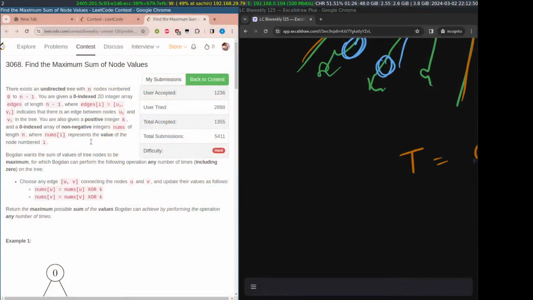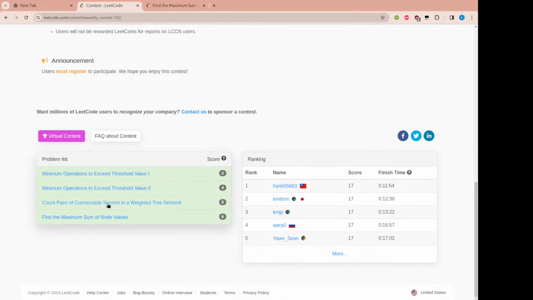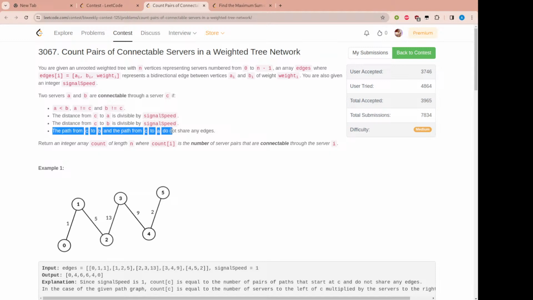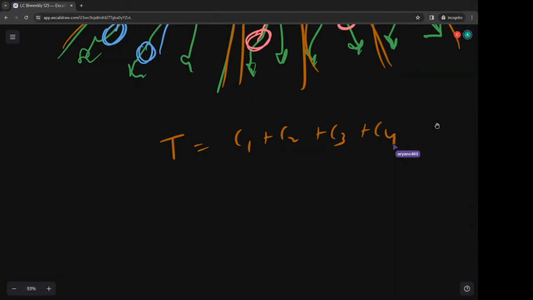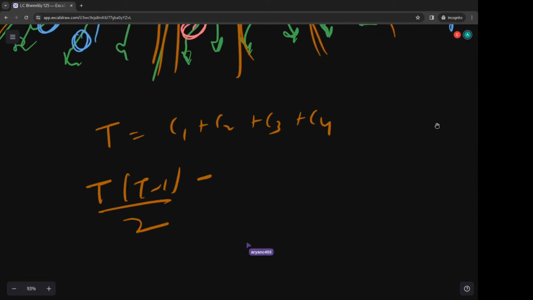So the total number of pairs at a distance, if we ignore the common edge part, would be T as the first pair and T minus 1 by 2 as the second pair. And now what we can do is subtract. The first case is when we picked any two elements and they were from this node. So we should subtract those number of pairs.